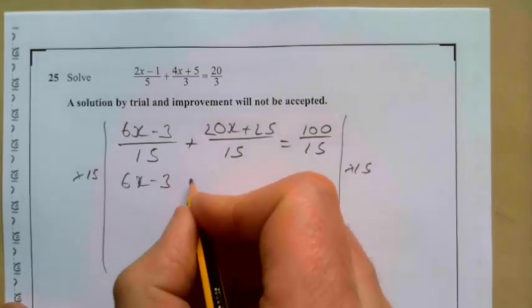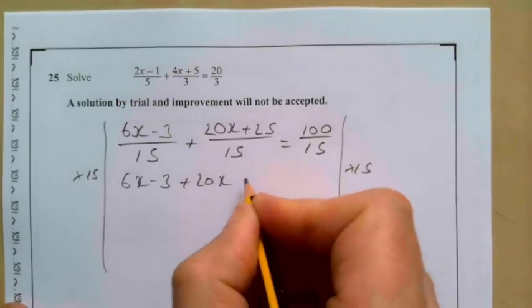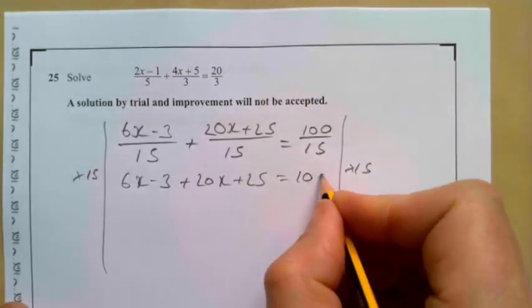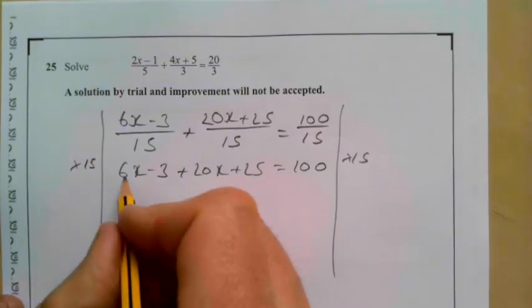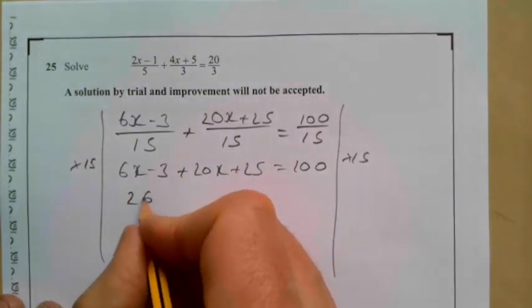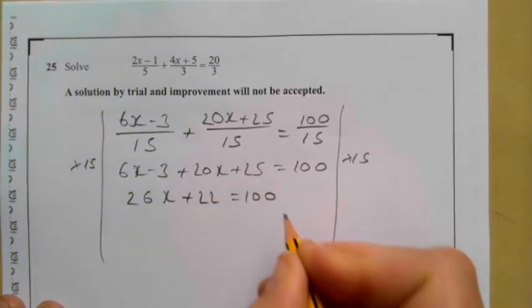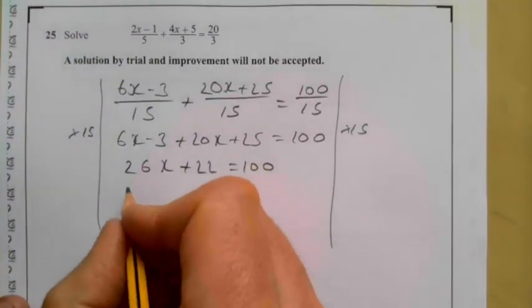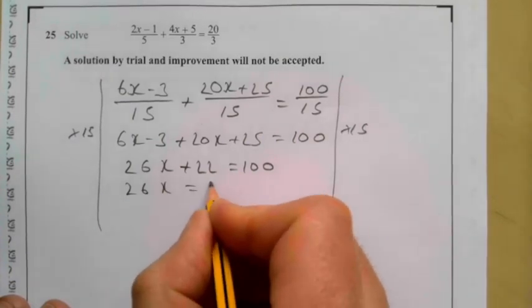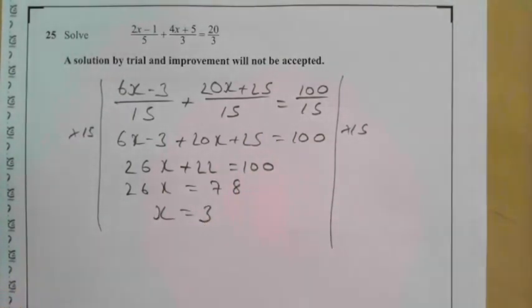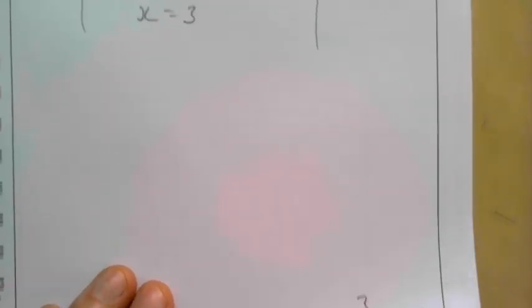6x minus 3 plus 20x plus 25 equals 100. Join together like terms. 26x plus 22 is 100. 26x is 78. And x is 3. Answer for that one is 3.